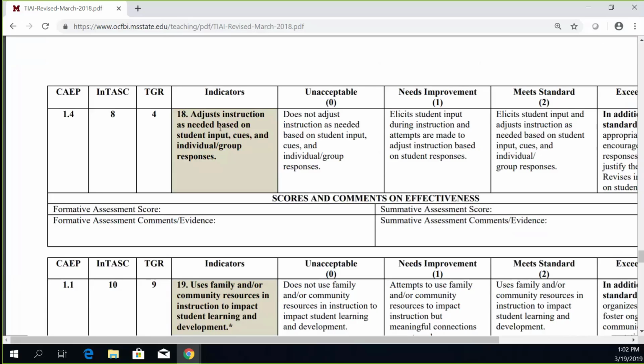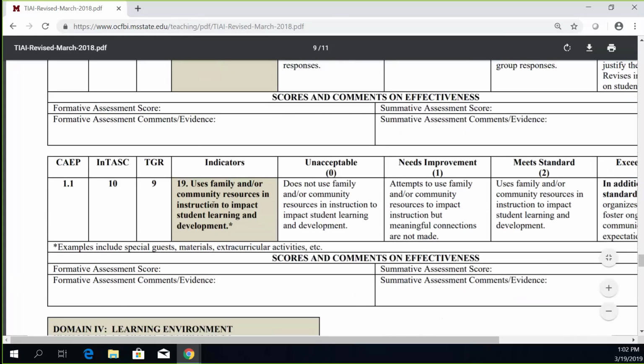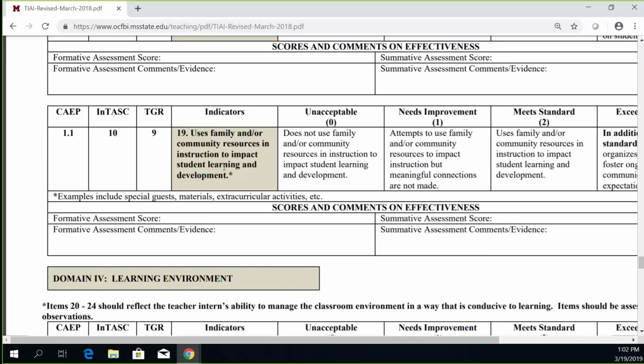I would be exceeding because I saw there was a need, so I modified my instruction. Uses family or community resources to impact student learning and development. That's an indicator that people, I still give a good score on, but it's so hard to do. What it means is oral histories, maybe a library, also community resources. The best resource for community resources is a library, usually a local library.